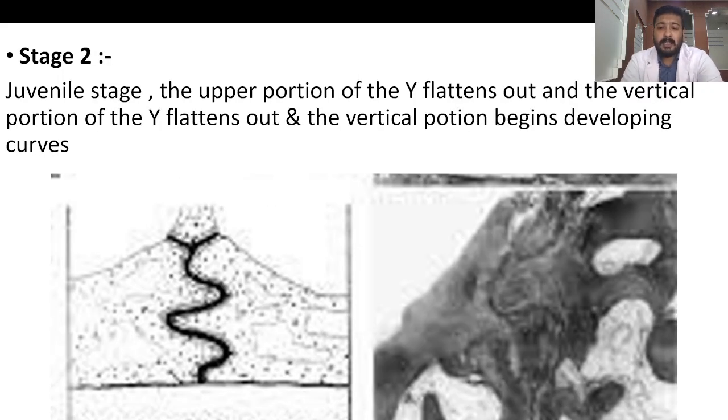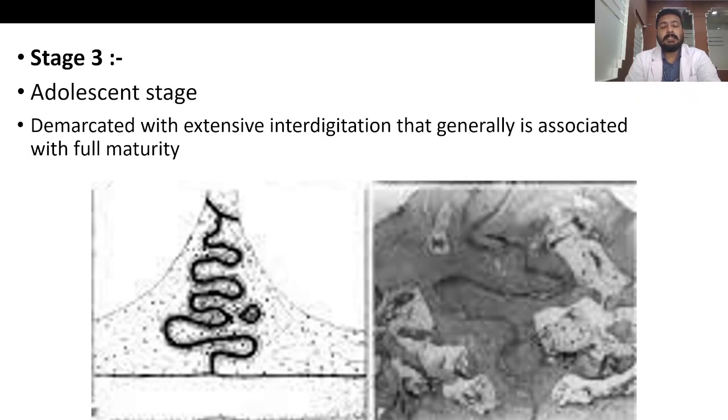On maturation, when the suture reaches the juvenile stage, the Y shape flattens out, and the vertical part has developing curves. If you look at the image, you can see the grooves that have developed. And the last stage is the adolescent stage, where you have demarcated and extensive interdigitation, seen with the full maturity of the suture.